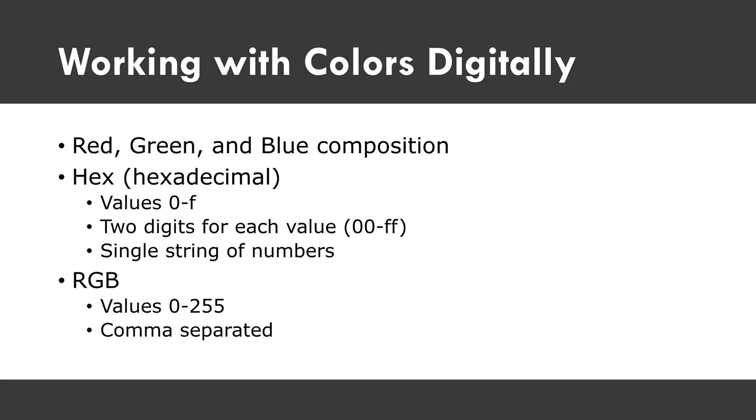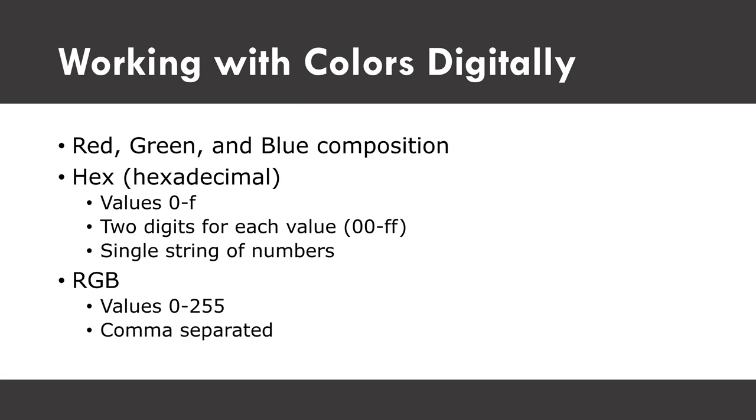We can manipulate those three channels, red, green, and blue, in a bunch of different ways. The two most common ones are through hex values. Hex stands for hexadecimal. It's hexadecimal because instead of having 0 to 9, which would be decimal, that's 10 digits, it has 0 to F, which is 16 sort of digits. We get 0 to 9, and then we get A, B, C, D, E, F. So that brings us up to 16 digits.